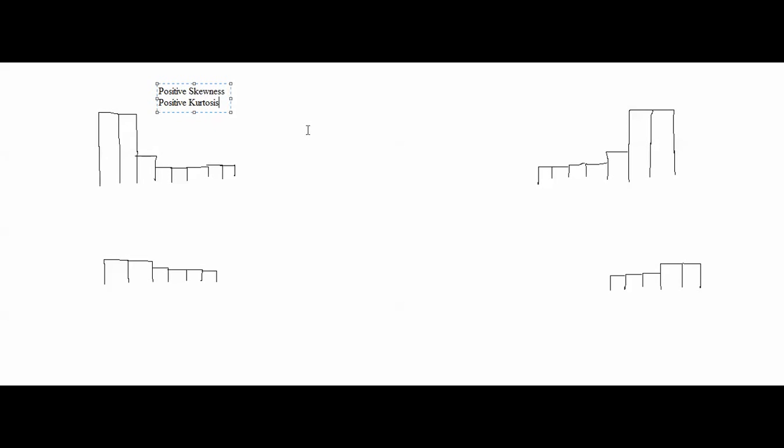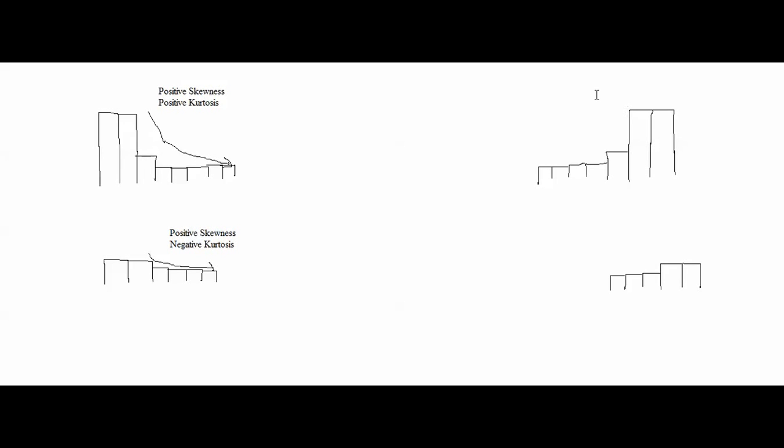Since it trails off to the right, it has a positive skewness, and it has a tall and narrow peak, so it has a positive kurtosis. This one is a positive skewness and a negative kurtosis. It has a positive skewness because it peaks at the left and trails off to the right, just like this graph did. But it has a negative kurtosis because it's flattened out.